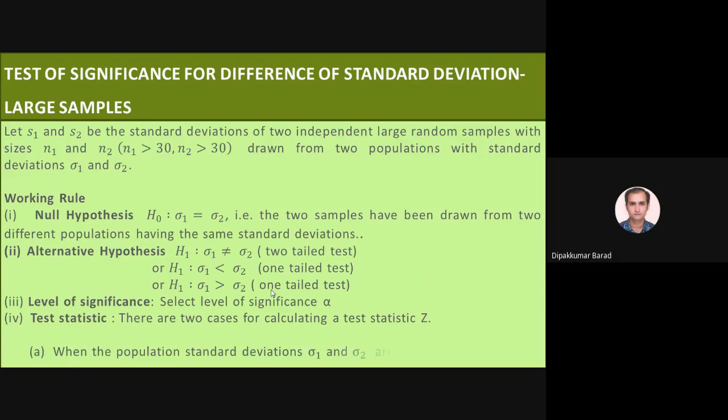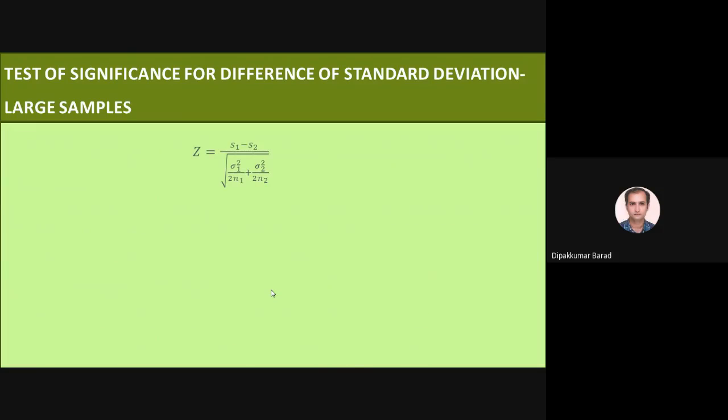There are again two cases, when the population standard deviations sigma 1 and sigma 2 are known, and S1 minus S2. Now see here in this difference of standard deviations, in the numerator I get S1 minus S2. In the previous case we got x1 bar minus x2 bar. Okay, so here from the example you get the idea which statistic you have to use. So here S1 minus S2 upon under root sigma 1 square upon 2n1 plus sigma 2 square upon 2n2.